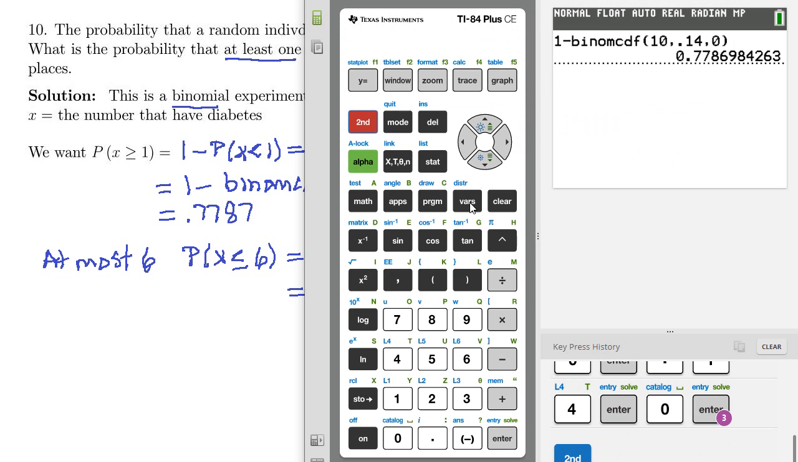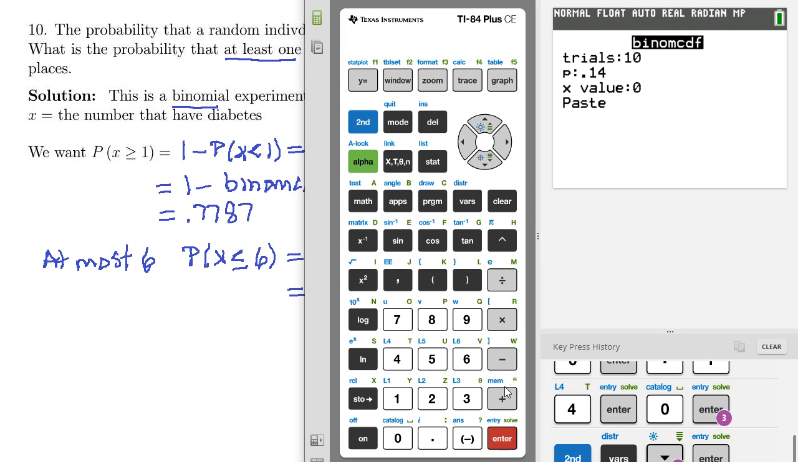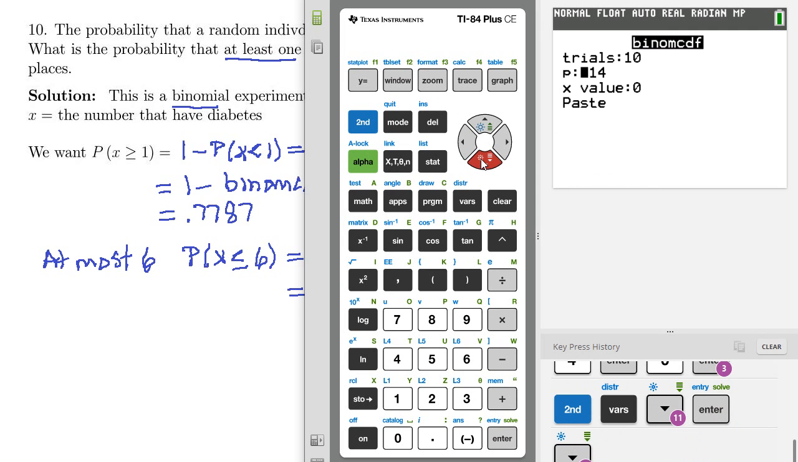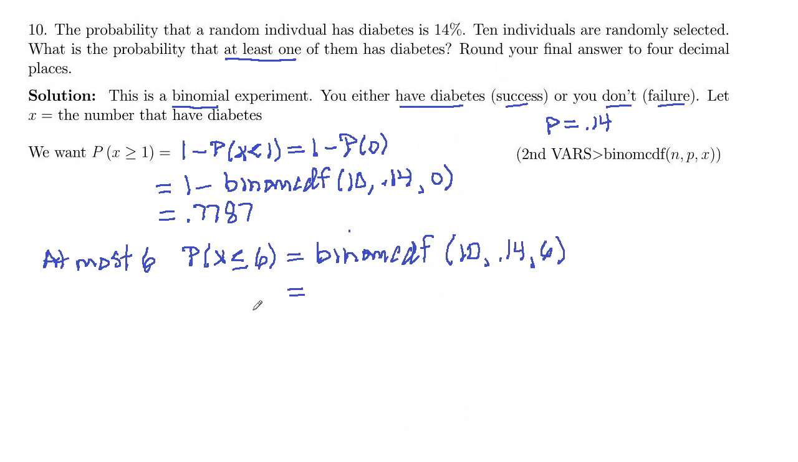So second variables, scroll down off the bottom to letter B. And we've already got the 10 and the 0.14. Change our x to 6. Paste, and 0.9999. So it's almost 100% probability, 99.99% probability that at most 6 will have diabetes.